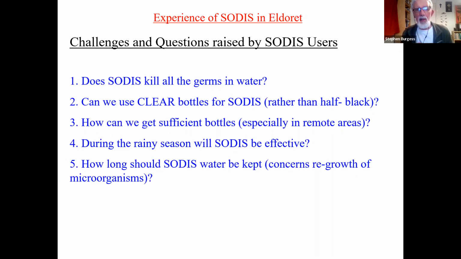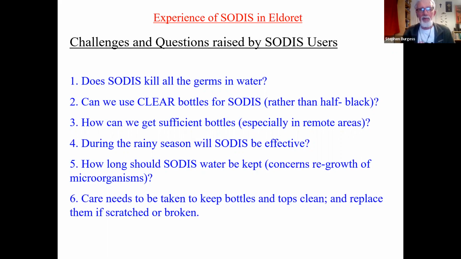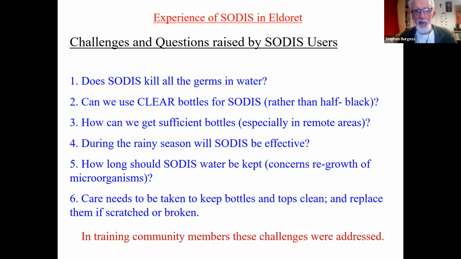How long should SODIS water be kept? This is a concern about regrowth of microorganisms. There has been some research done on this, and really the recommendation is don't keep the water for too long, because you need to drink water anyway, just drink it. The research that has been done shows that there is some regrowth, but it's very slow and it varies according to the initial quality of the water in the first place. Care needs to be taken to keep bottles and tops clean and to replace scratched or broken ones. So in training community members, all of these challenges were addressed. So we would do more training.